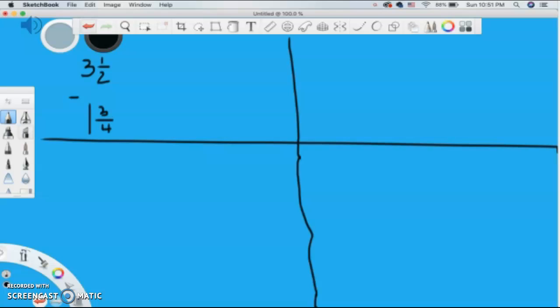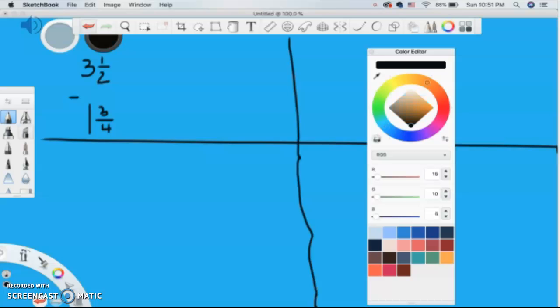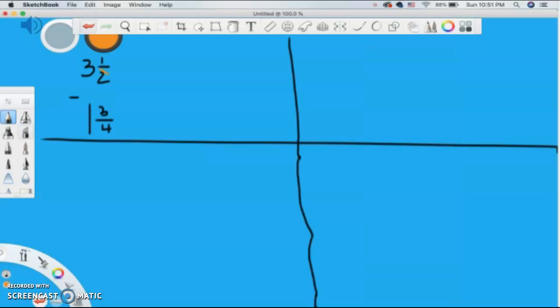So now, because I have a mixed fraction, I'm going to go in and change my color real quick. I am going to take the whole number and the denominator, and I'm going to multiply them together. So 3 times 2 gives me 6, and then I want to add that top number. So 6 plus 1 gives me 7. So I have 7 over the same denominator, which was 2.